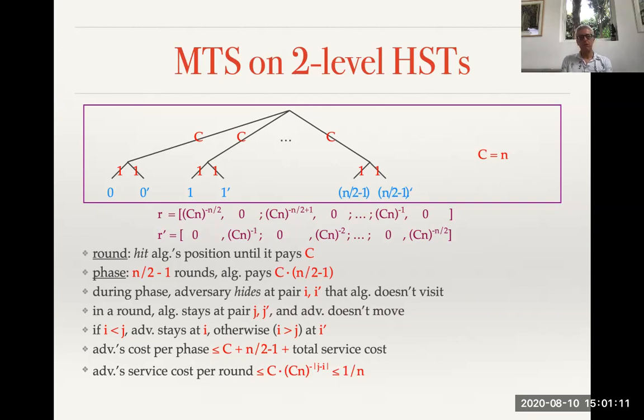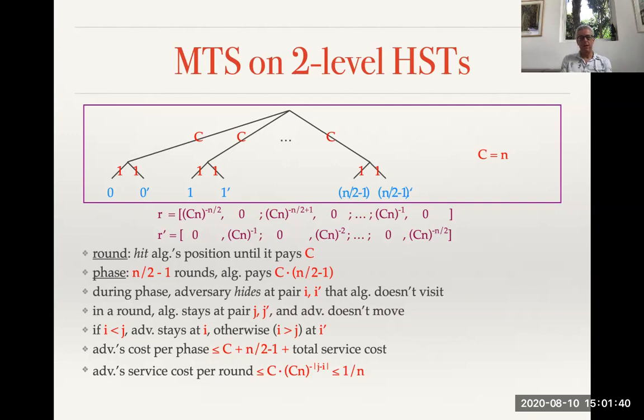Now, what's the cost of the adversary per phase? Well, it may have to pay C to move into I prime in the beginning of the phase. And then in each round, it may have to switch between I and I prime according to where the algorithm is. So that costs another n over 2 minus 1. And this is the total movement cost of the adversary.